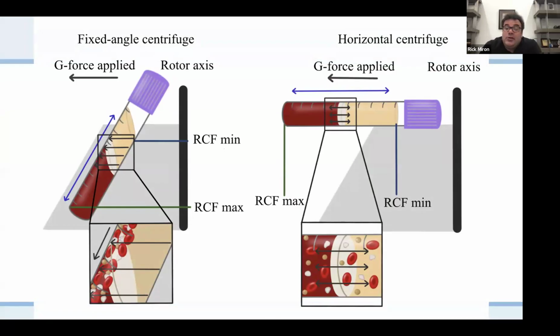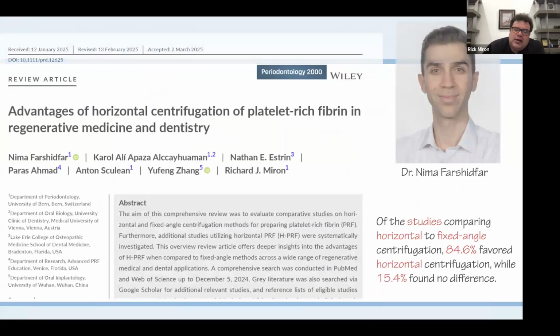So that was the work that we did in 2019. In fact, my paper on horizontal centrifugation is the most cited paper on PRF or PRP in the past 10 years. So it's probably been the biggest discovery. And instead of going fixed angle where we bunch all the cells up against the back walls, we go horizontally and we get a much more effective separation.